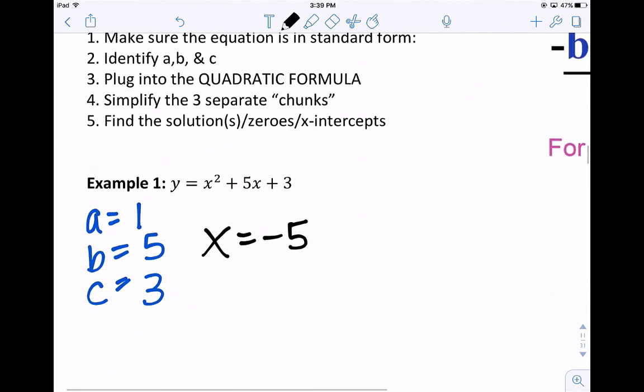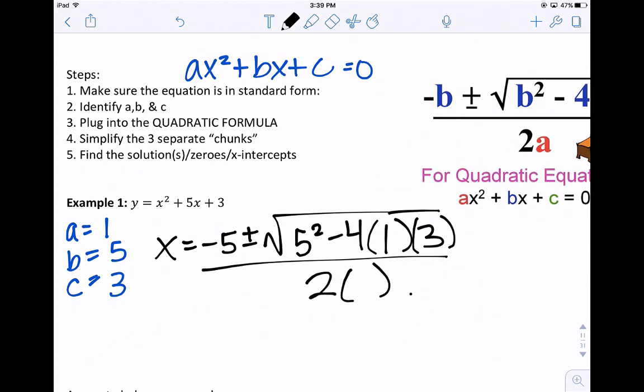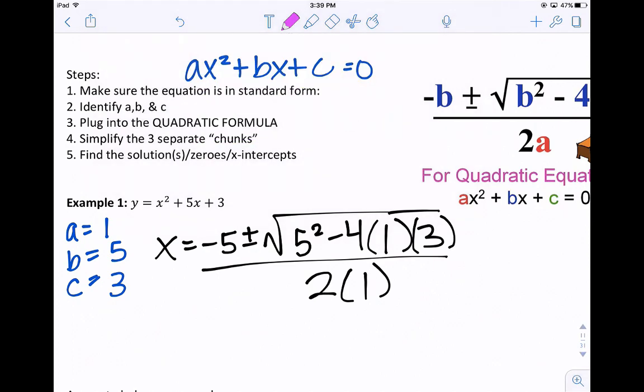So x equals opposite b plus or minus the square root of b squared, so 5 squared, minus 4ac, so 4 times 1 times 3, all over 2a. All right, now there's a lot of ways that you could try to type this into your calculator, and it might make a mistake if it doesn't do the right order of operations.